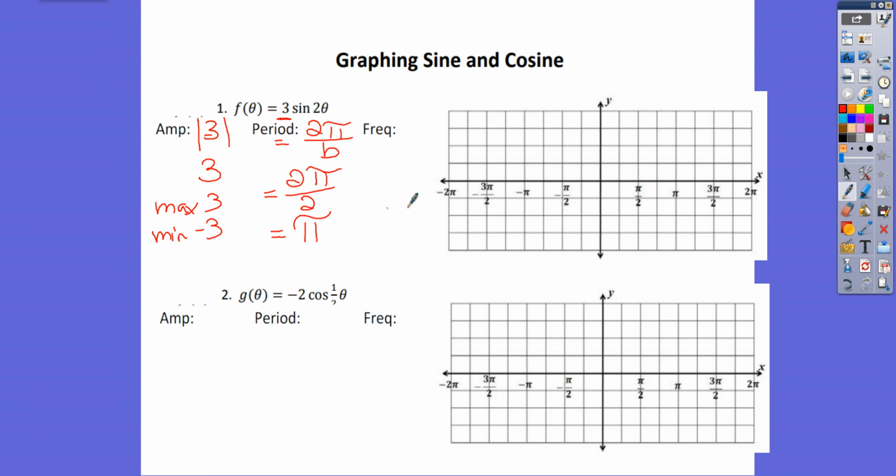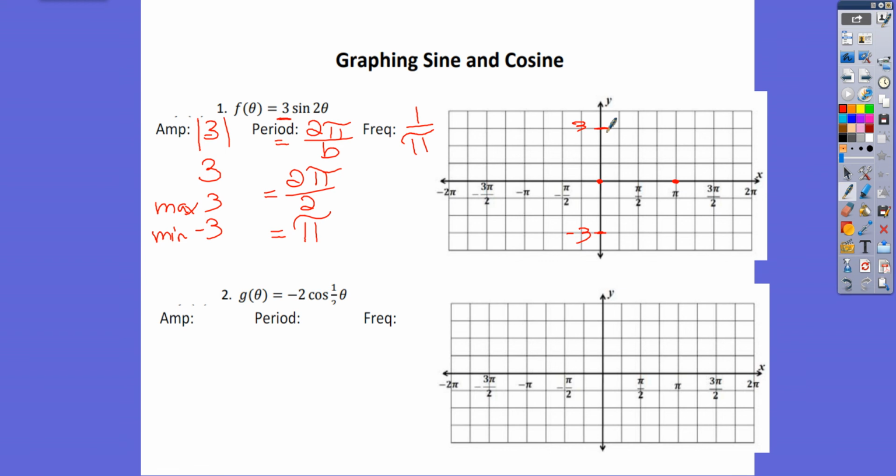What that period means is that if I'm going to start at 0, I'm going to finish the entire sine wave by the time I get to pi. So that means all 5 of my points would be between 0 and pi. Last, my frequency will be 1 over pi. So now for plotting out my sine graph, I need to put in my maximum at 3, and my minimum at negative 3.